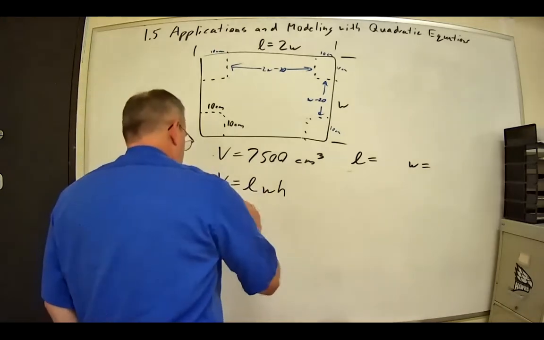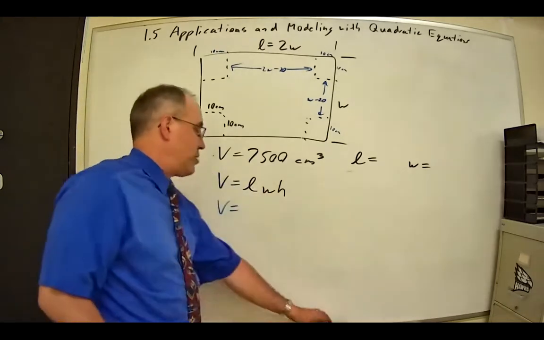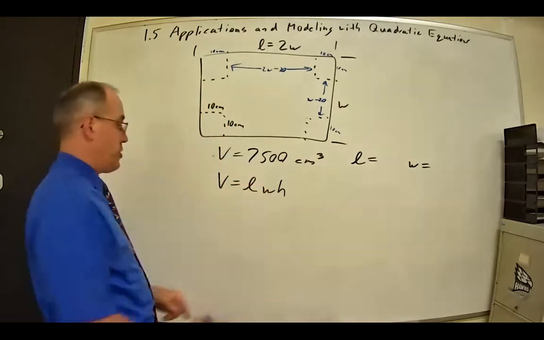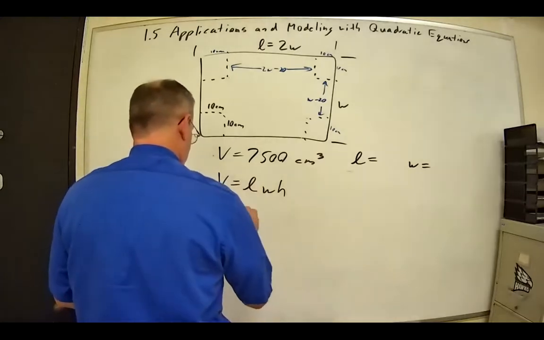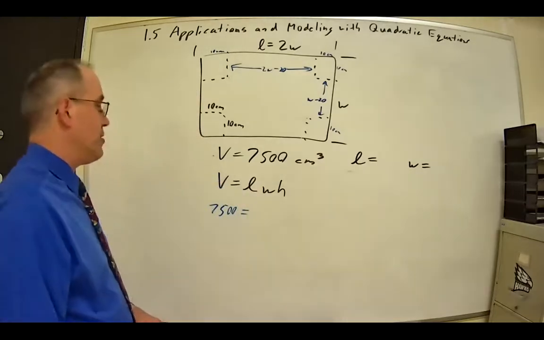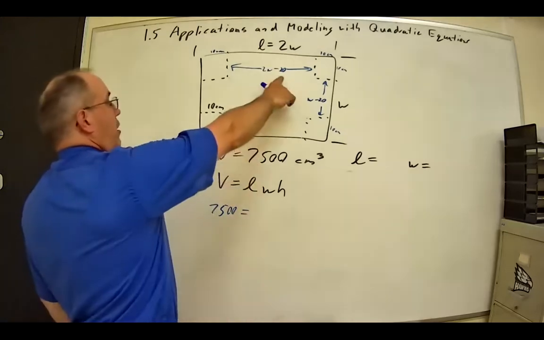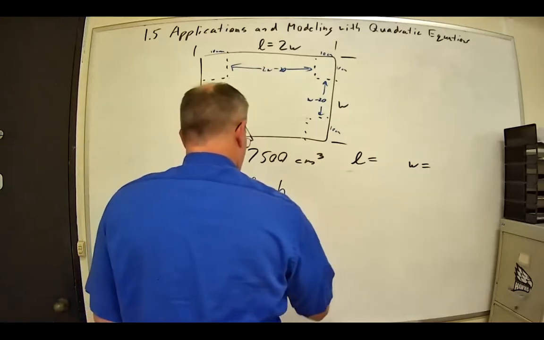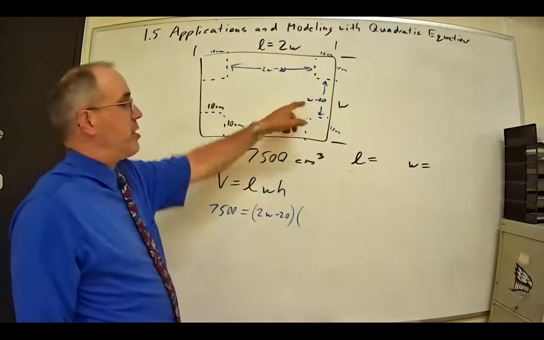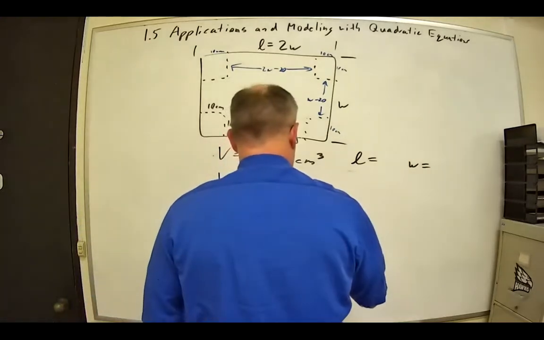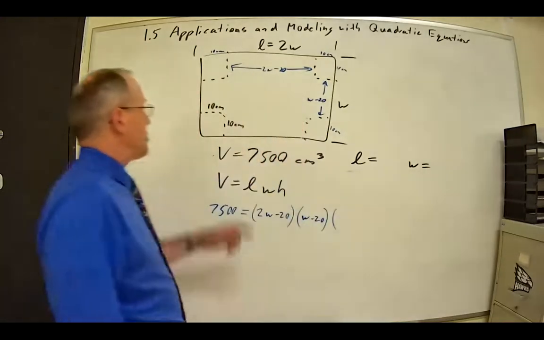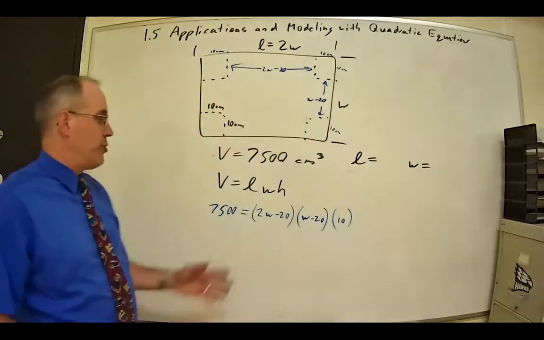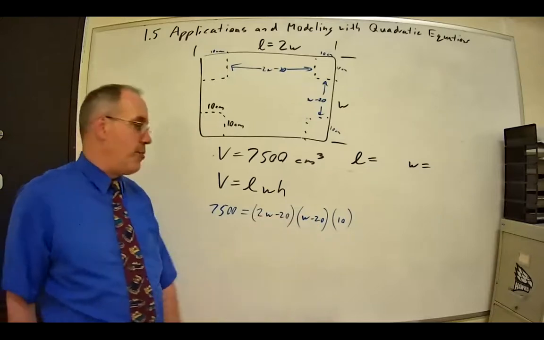So our volume can be written as, and actually, remember the volume that we're looking for is 7,500. So I'm going to say 7,500, which is V, is equal to L. Our length for our box is going to be 2W minus 20, times the width, which is going to be W minus 20, times the height, which is going to be 10. So now we can start solving for W.